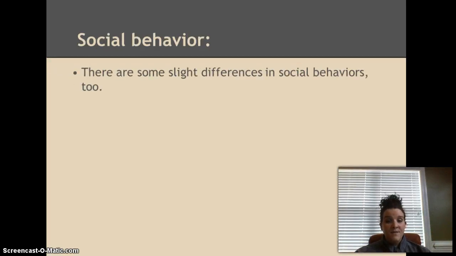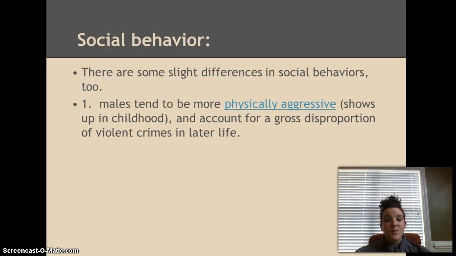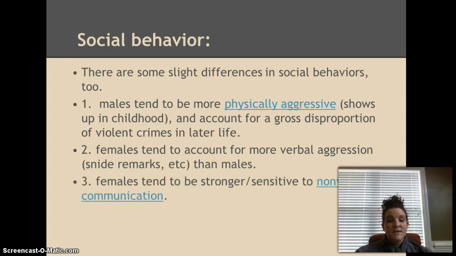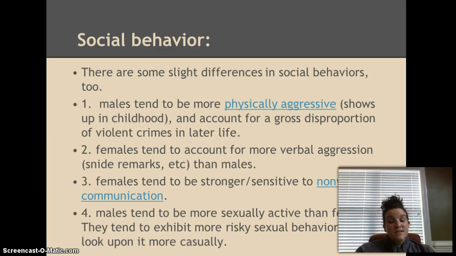When it comes to social behavior, males tend to be more physically aggressive, and that shows up in childhood and accounts for a gross disproportion of violent crimes later in life. Most violent crimes are done by men. Females tend to account for more verbal aggression, snide remarks, things under the breath than males. Females tend to be more sensitive to nonverbal communication. And males tend to be more sexually active than females. They tend to exhibit more risky sexual behaviors and look upon it more casually.